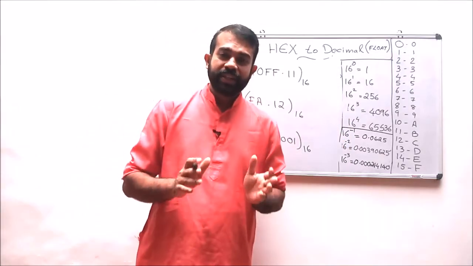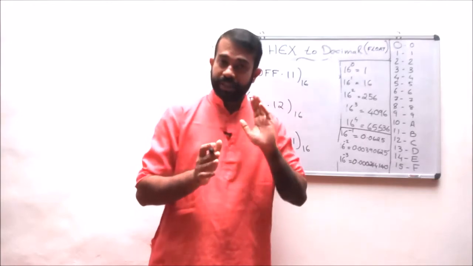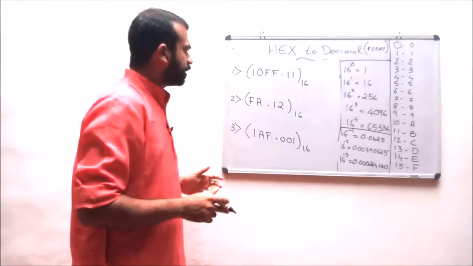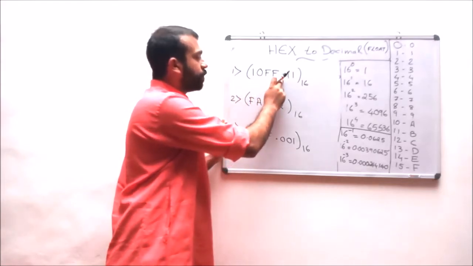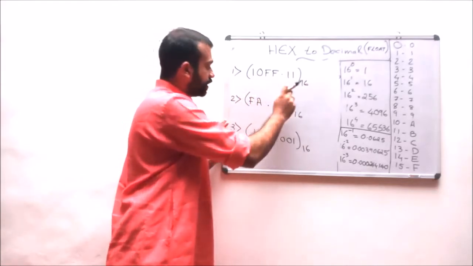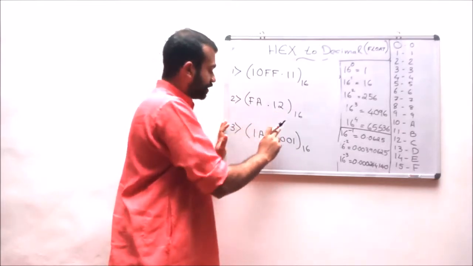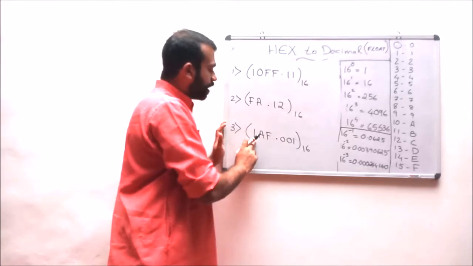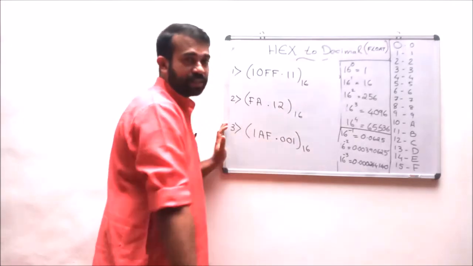So my dear students, consider this assignment question. The question is to convert the fractional hexadecimal number into its decimal equivalent. The questions are: convert the hexadecimal number 10FF.11 to the base 16. Second one is FA.12 to the base 16. And third one is 1AF.001 to the base 16.